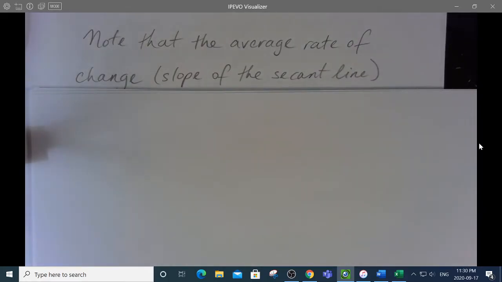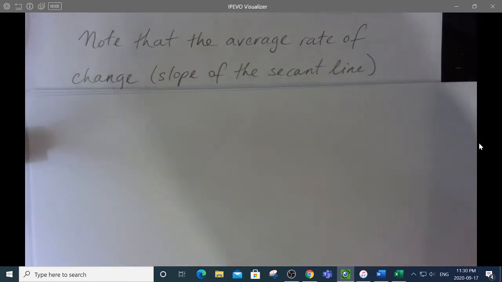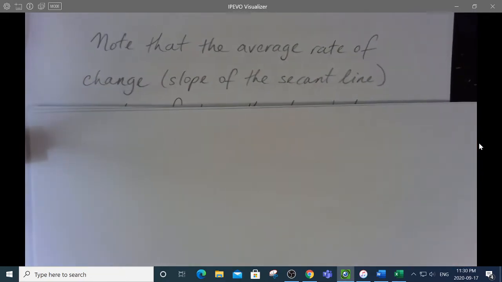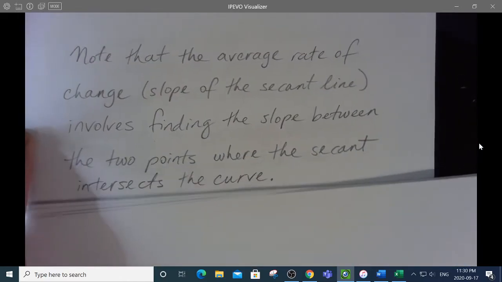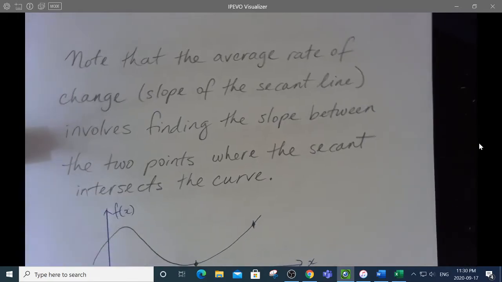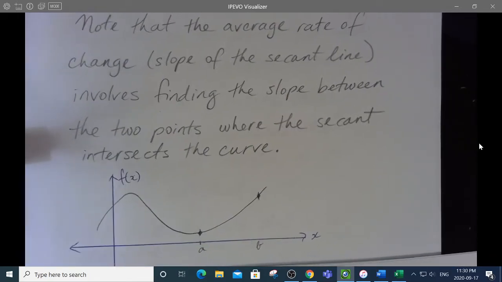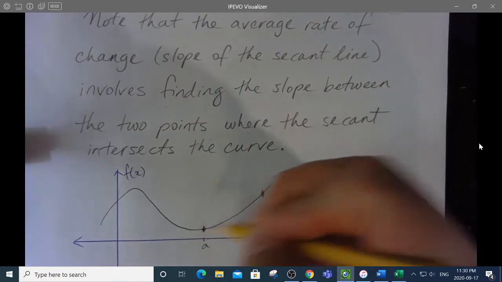So that's not a great or accurate way to do things, to just secant our way through life. So note that the average rate of change is called the slope of the secant line. And the average rate of change involves finding the slope between the 2 points where the secant intersects the curve. Here's just a general curve that I sketched. Take a second if you're making notes here to just sketch that curve. And we'll call the two places that I'm concerned about point A and point B.